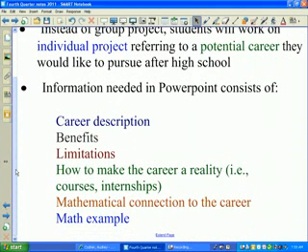How to make the career a reality. What courses do you need? What type of certification do you need? Do you have to take an internship? Also, where is the mathematical connection in a career? You may say that there's no math in any career. Every career has some form of math in it, okay? Regardless if it's elementary all the way up to advanced.